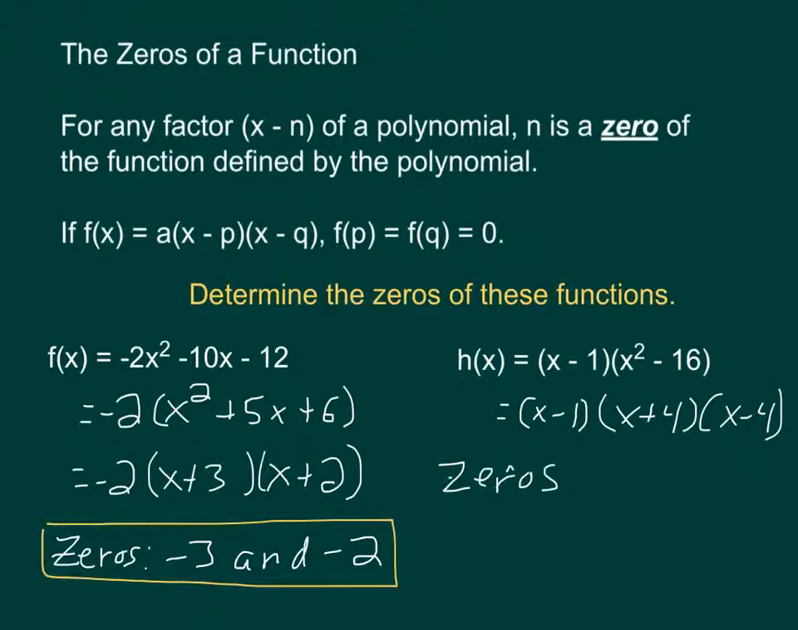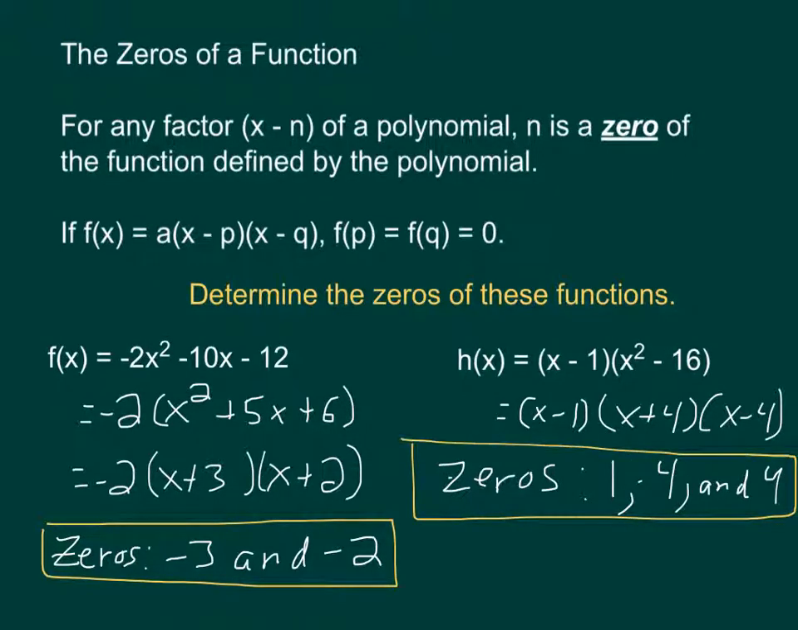And if I have 3 zeros, I can get a 0 from each one of these. So from x minus 1, the 0 would be 1. From x plus 4, it would be negative 4. And from x minus 4, it would be a positive 4. And so those are my 3 zeros here.